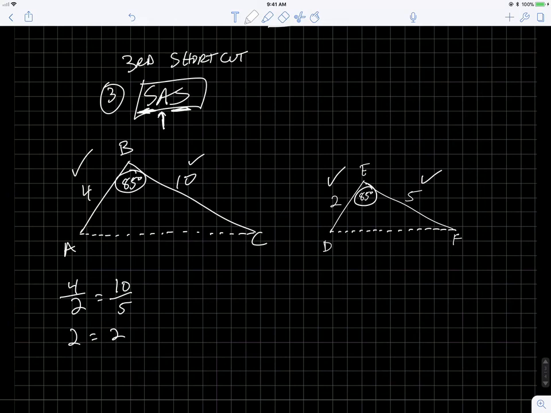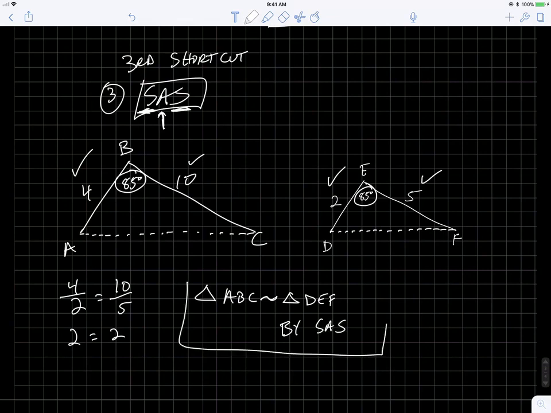Okay, so that would be your third shortcut. It's called side angle side. And remember, the sides do not have to be congruent. It's just that they have to be in proportion. So I could say that triangle ABC is similar to triangle DEF. I don't like my similar symbol there. And that is by side angle side. So those are your three shortcuts.